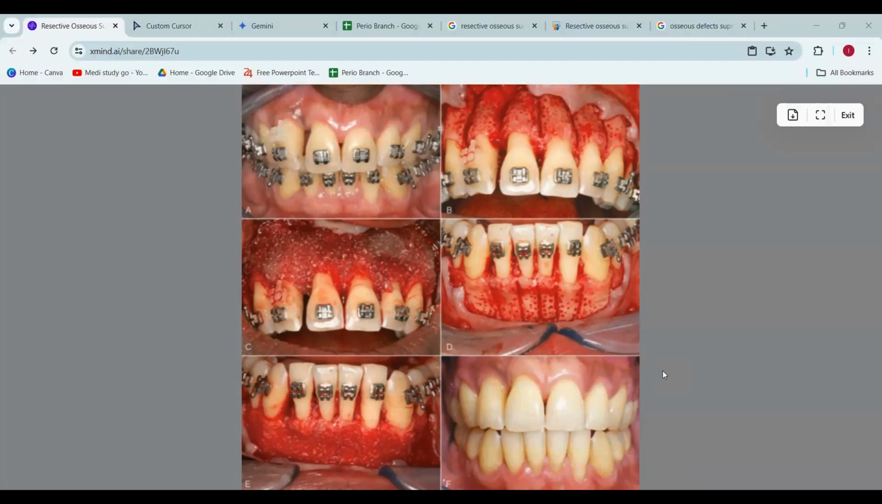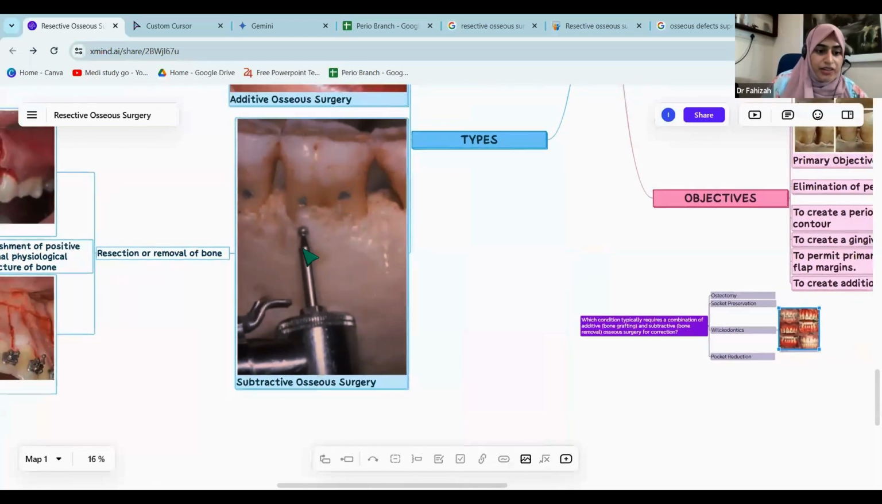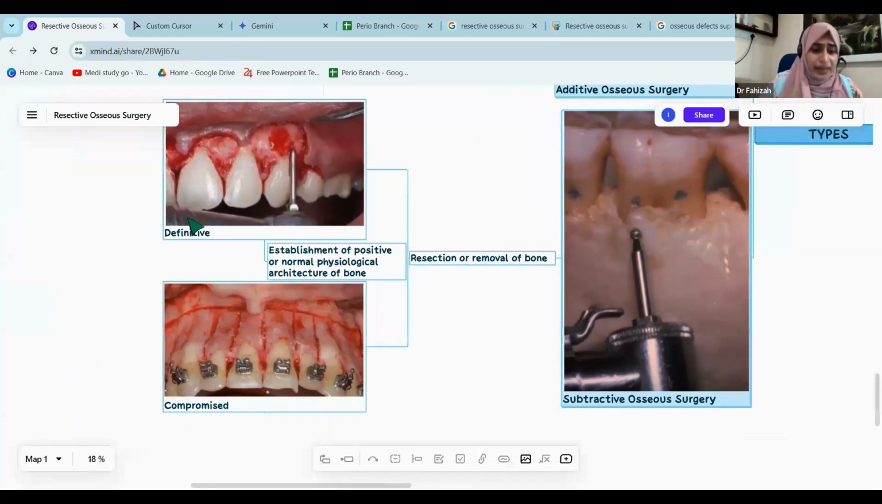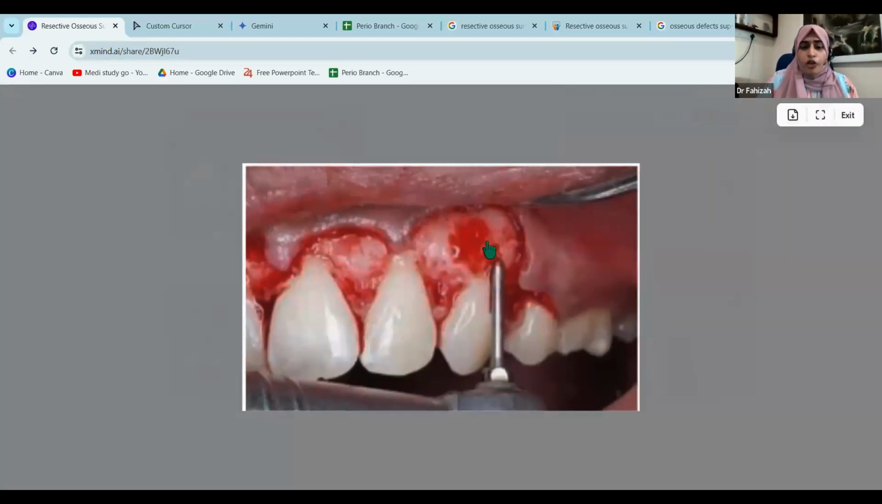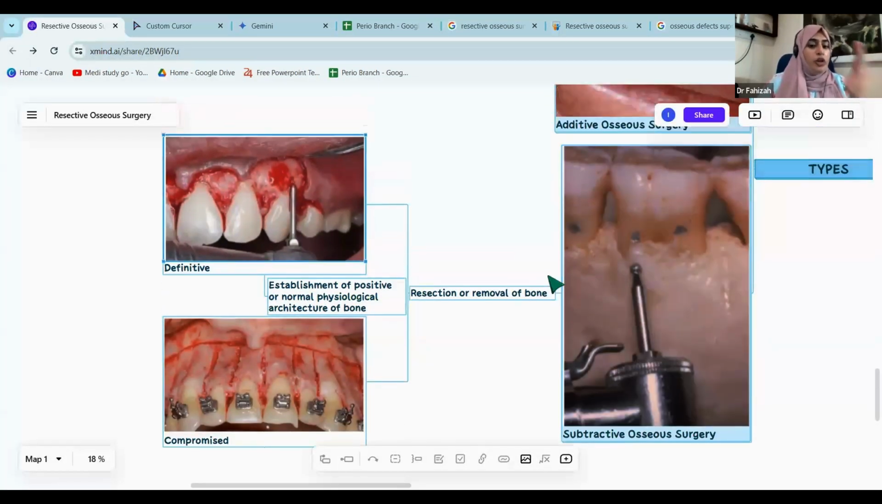Somebody wants you to repeat the types of subtractive osseous surgery. Yes. Subtractive osseous surgery has two types, definitive and compromised. These two are divided on the basis of whether you are causing any harm to the surrounding structures of the tooth. In definitive, you're just reshaping the bone. You're not compromising the supporting tissues of the teeth, not causing any harm that might lead to mobility or recession of the teeth. So no compromise is happening. That becomes your definitive treatment, where you establish a positive or normal physiological architecture of the bone.